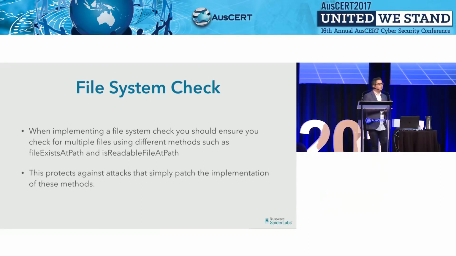A common one is fileExistsAtPath, which as it suggests, checks if a file exists and returns yes or no, or isReadableFileAtPath. If you're using multiple ones, it can protect you against just patching out fileExistsAtPath to return no every time, or return false. So it helps to make a more robust file system check.